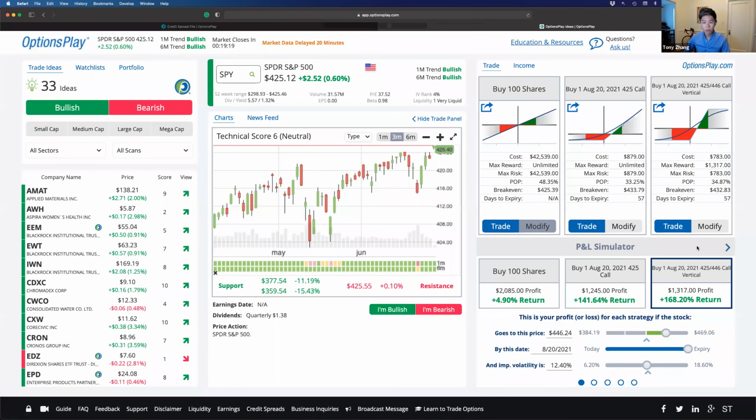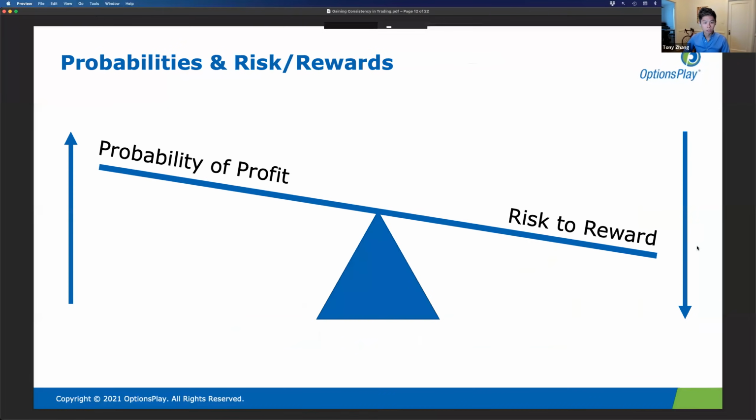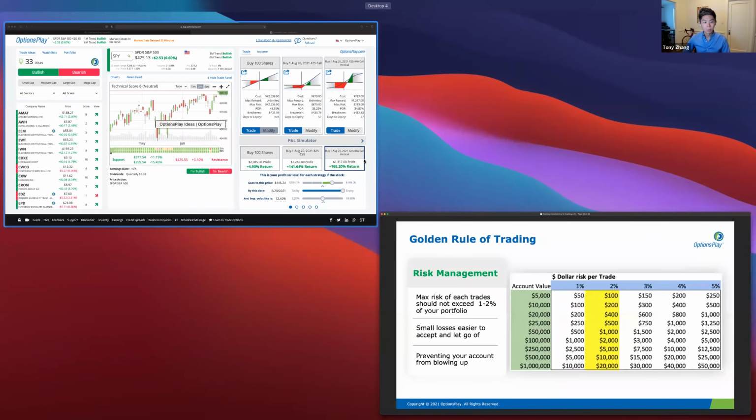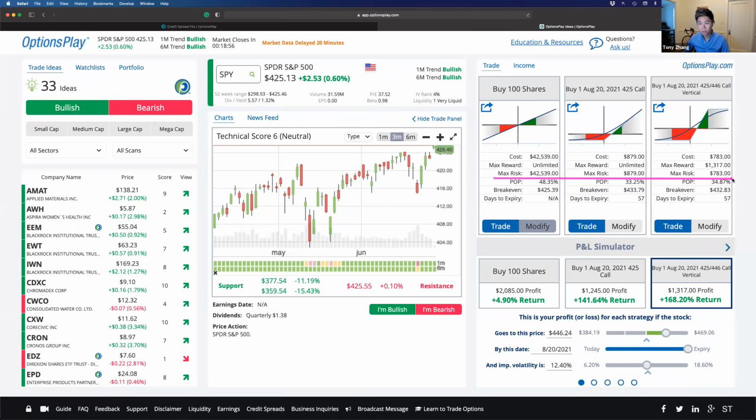So remember, let's go back to our spreadsheet of how much you can risk per trade based on your account value. Let's say I have a $50,000 account, which means I can risk somewhere between $500 to $1,000 on a single trade. And this is really where you want to use the max risk aspect of this platform to help you make sure that you stay within that $500 to $1,000 risk on every single trade.